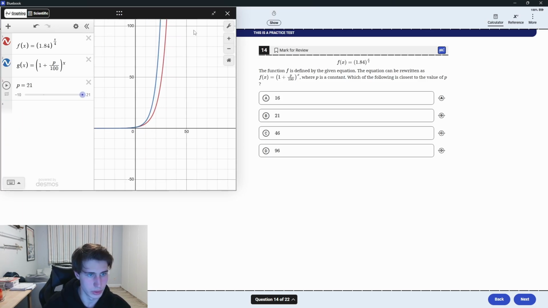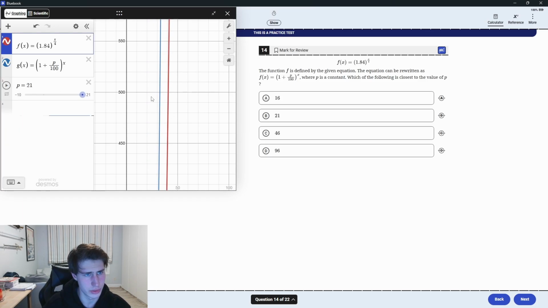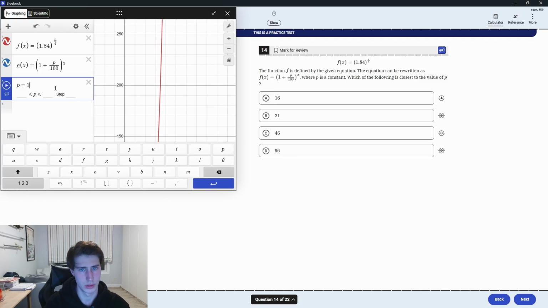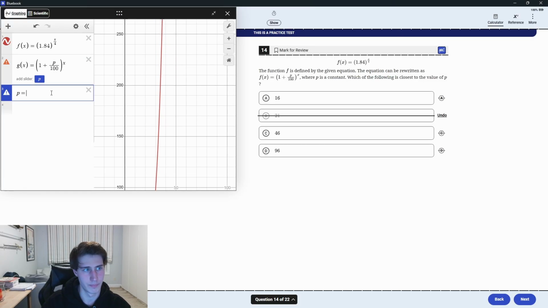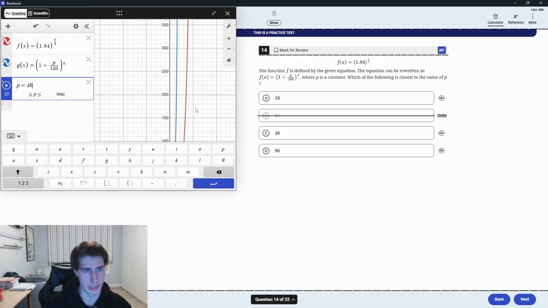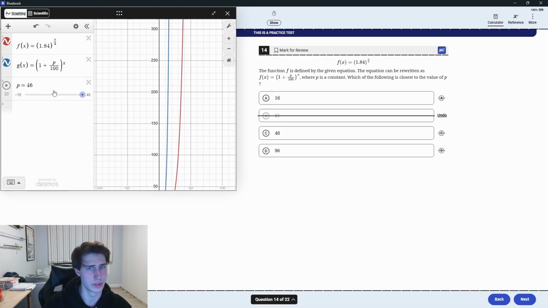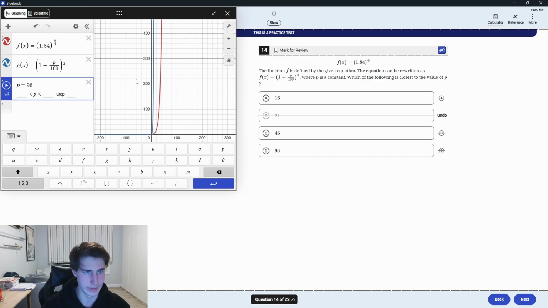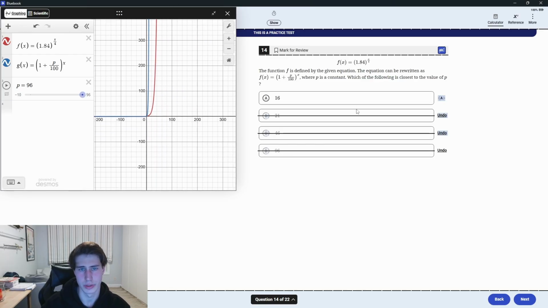p is equal to 21. That looks significantly less close than 16. So it's probably not 21. We can try 46, and that's way farther than 16. And 96 is the exact same thing. So in this case, A is the closest value of p.